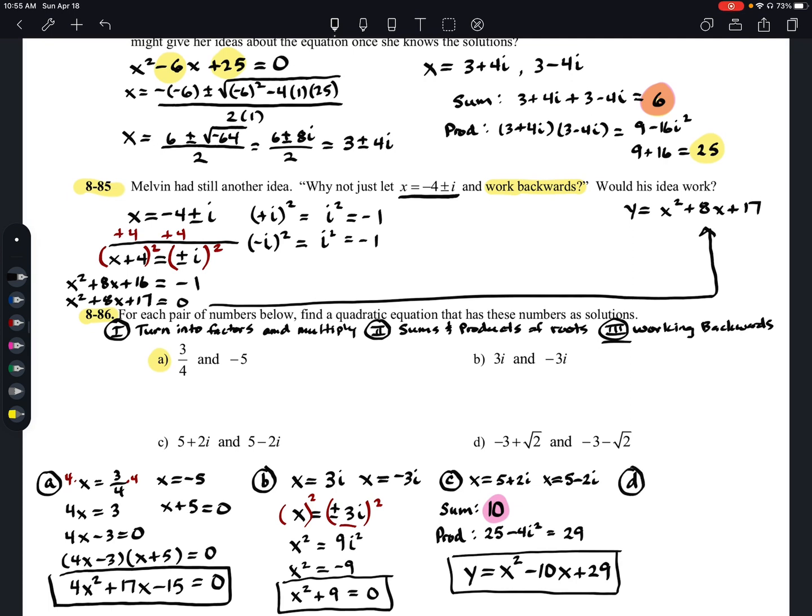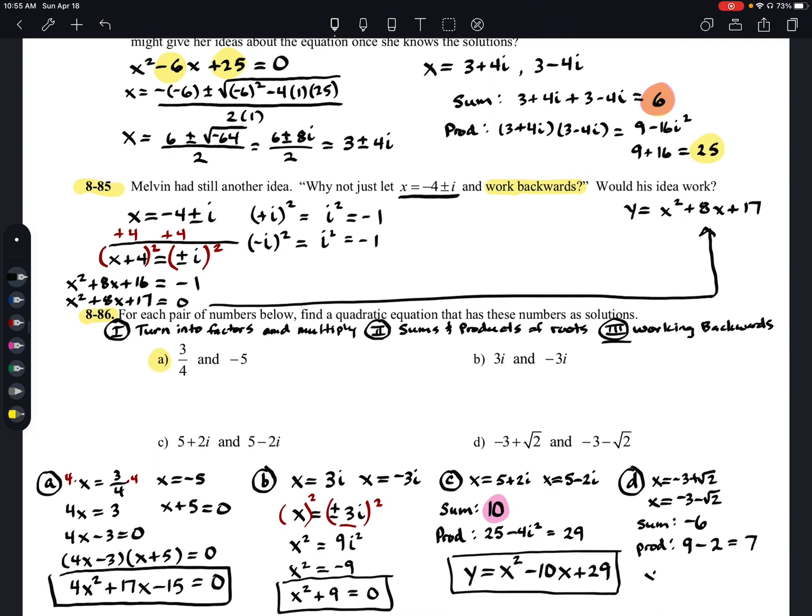So let's do D. D, I have x equals -3 plus radical 2, and we have x equals -3 minus radical 2. So you can do this whichever way you want. I'm going to go ahead and just do the sums and products again because I'm almost out of room. So the sum of those two would be -6. And the product, -3 times -3 is 9. The middle two terms cancel. So I have minus radical 2 times radical 2 would be 2. So 9 minus 2 gives me 7.